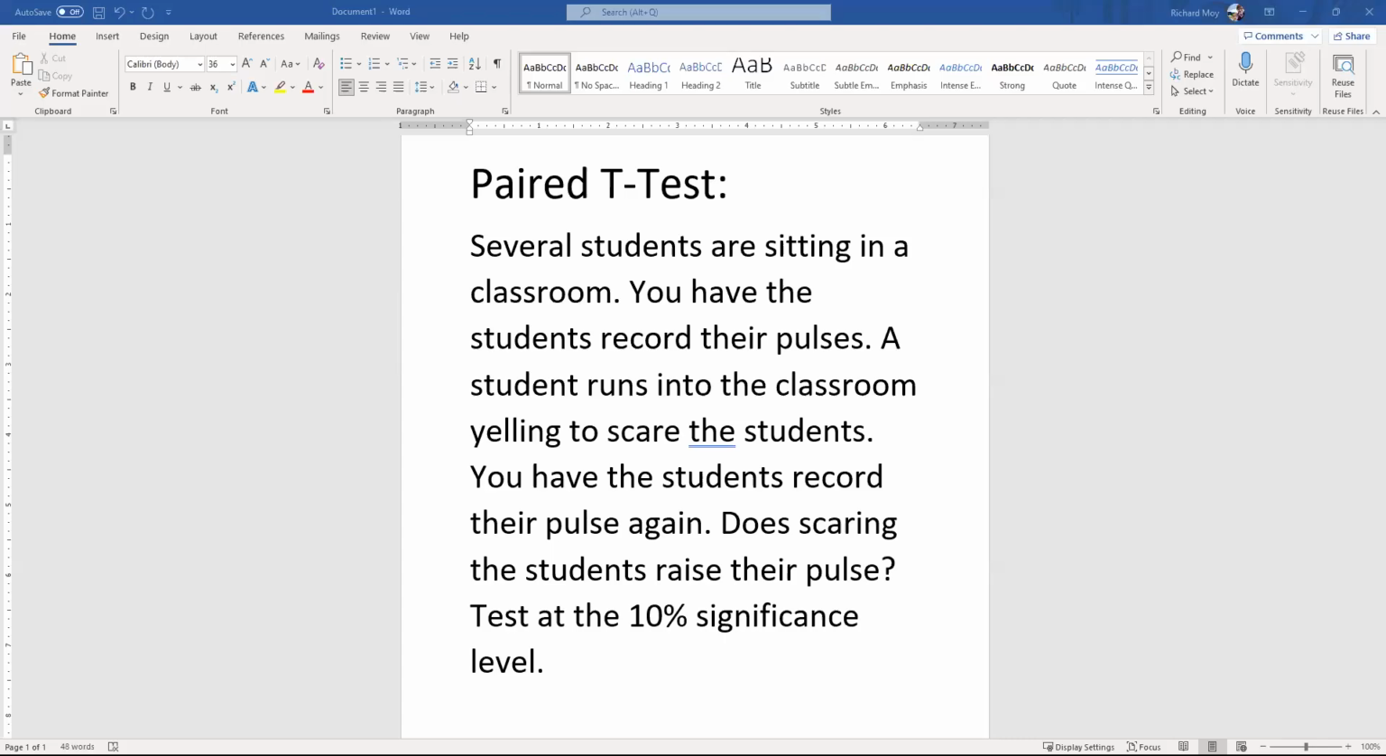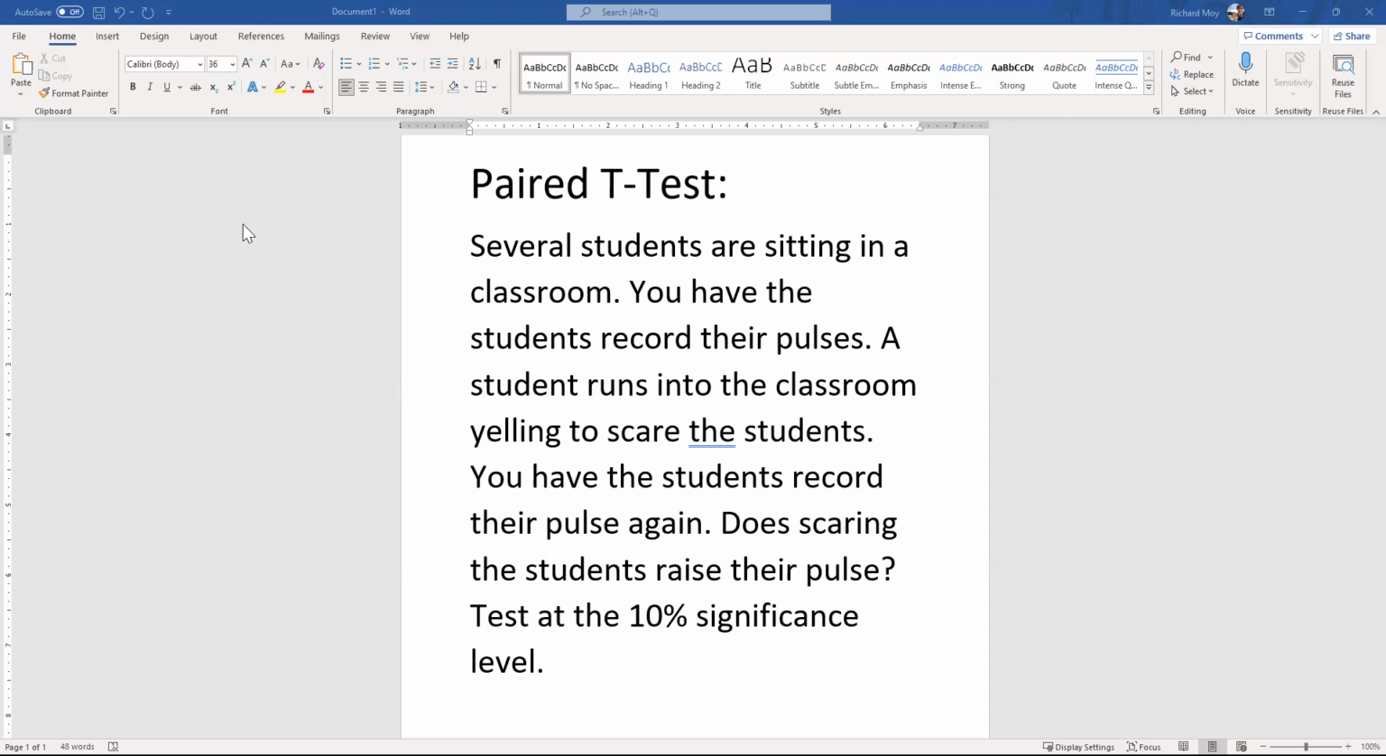Today, we're going to look at how to perform a paired t-test using SALT. So here's the situation. Several students are sitting in a classroom, and you have the students record their pulses. Another student runs into the class screaming to scare the students. You have the students take their pulse again. It's reasonable to assume that maybe their pulses are going to go up, but we need to test this statistically.